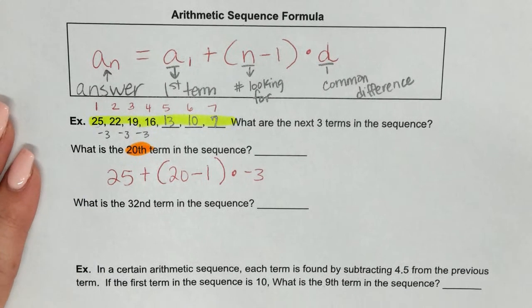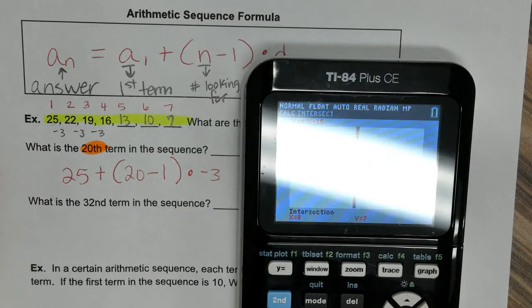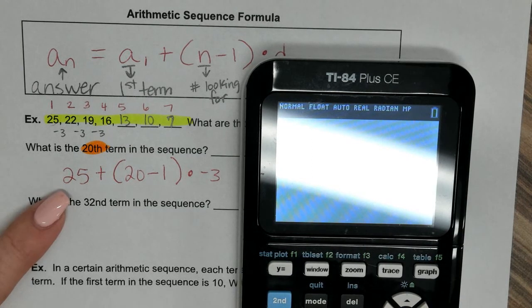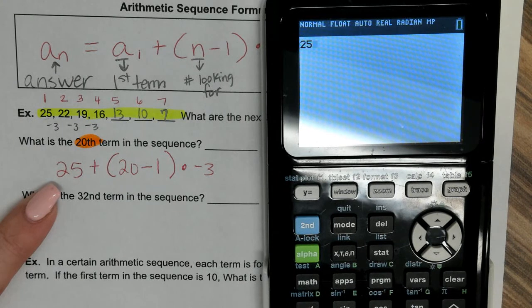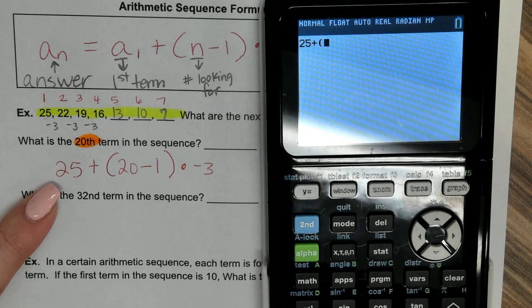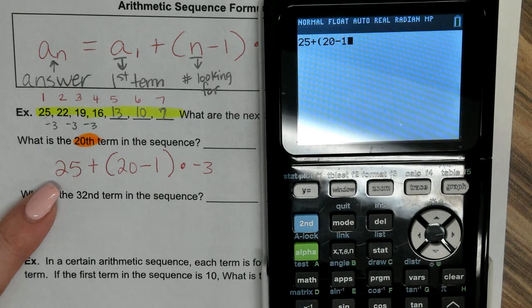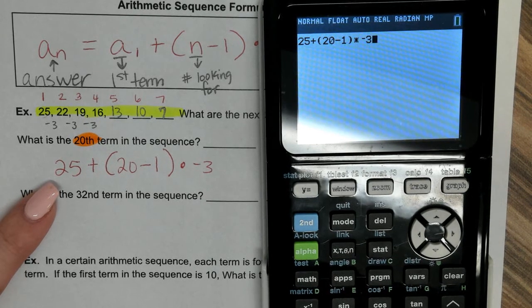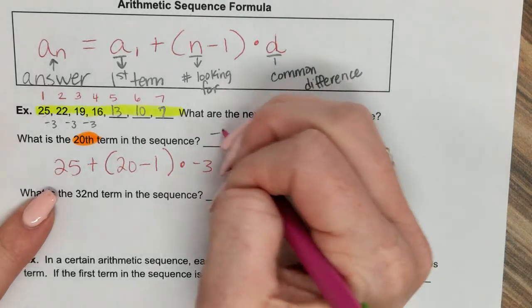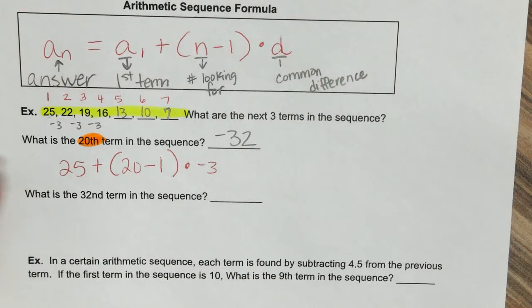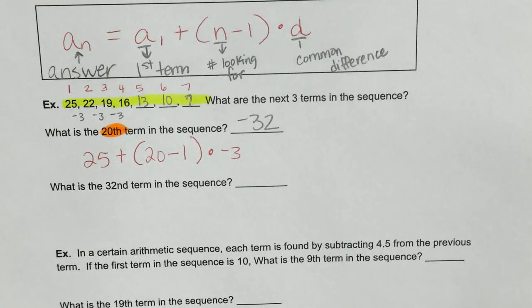So you go to your calculator and you type that in exactly how you see it. So 25 plus, open parentheses, 20 minus 1, close parentheses, times -3. So what is my 20th term? -32. It's not hard, is it? It's just kind of playing around with it till you get comfortable with it.